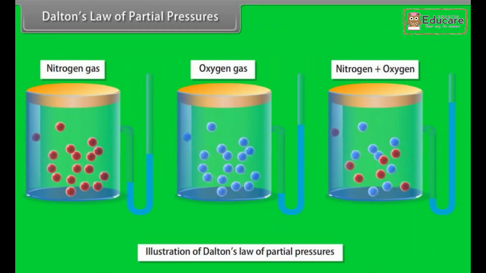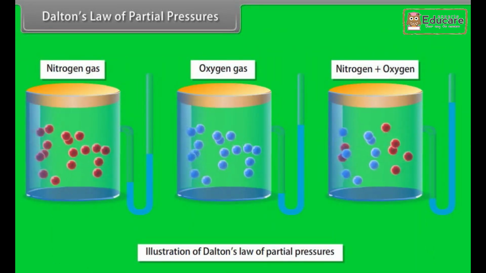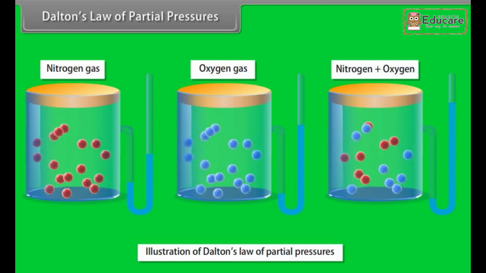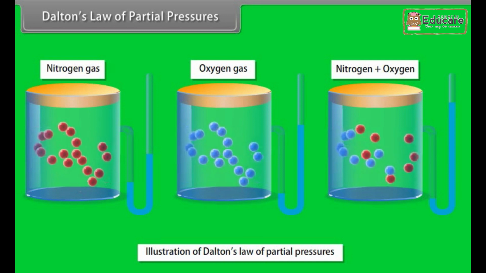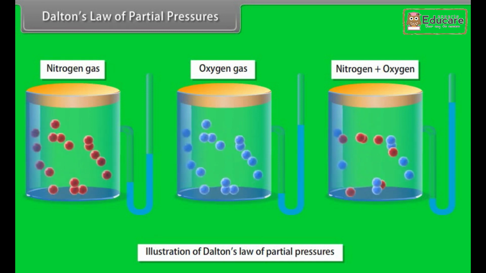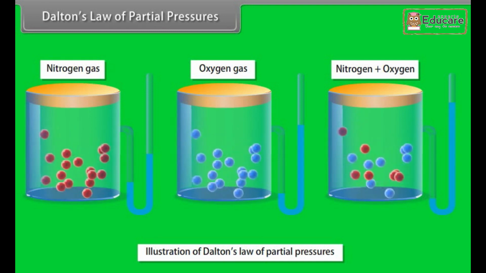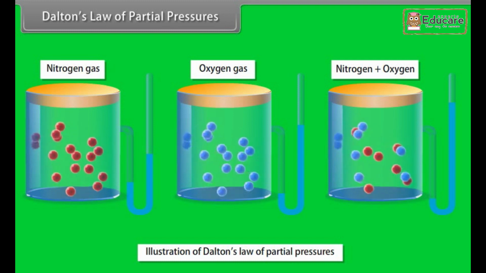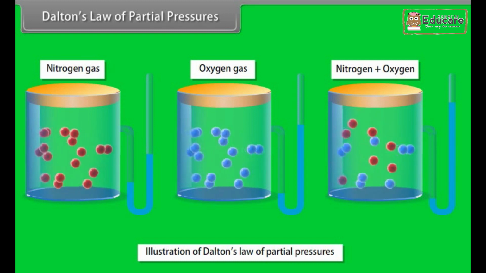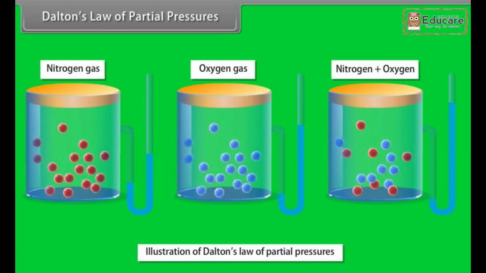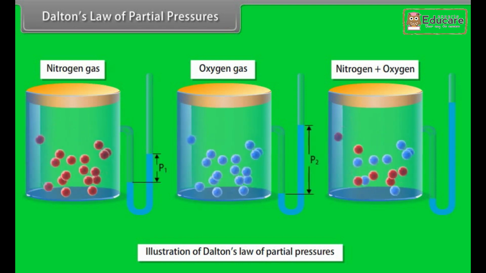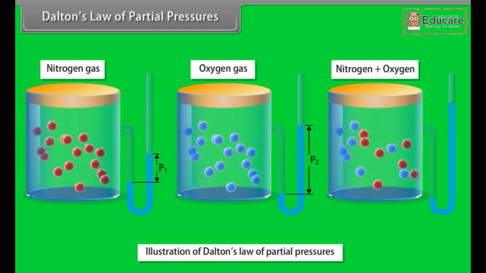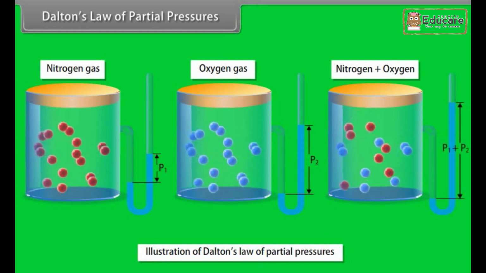Suppose we have 3 containers of capacity 1 liter each, one containing x mole of nitrogen, the other y mole of oxygen, and the third having a mixture of x moles of nitrogen and y moles of oxygen. All the 3 containers are kept at the same temperature. Now, if the manometer attached to the first container shows a pressure P1 and that attached to the second container shows a pressure P2, then the pressure in the third container is P1 + P2.